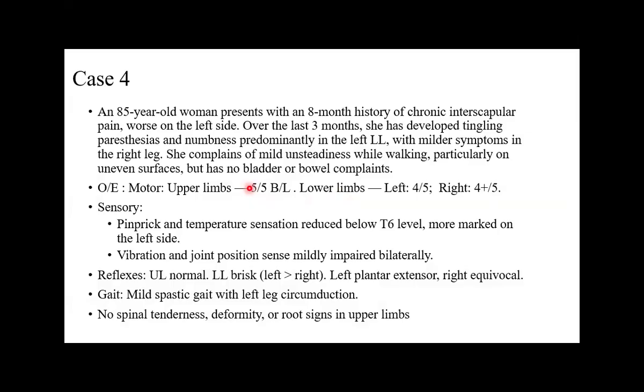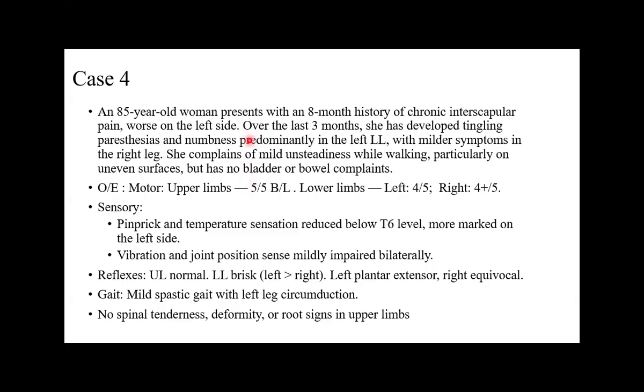This is an 85-year-old woman presented with an 8-month history of chronic interscapular pain, worse on the left side. And over the last 3 months, she has developed tingling paresthesias and numbness, predominantly in the left lower limb, with milder symptoms in the right leg. She complains of mild unsteadiness while walking, particularly on uneven surfaces, but has no bladder or bowel complaints.